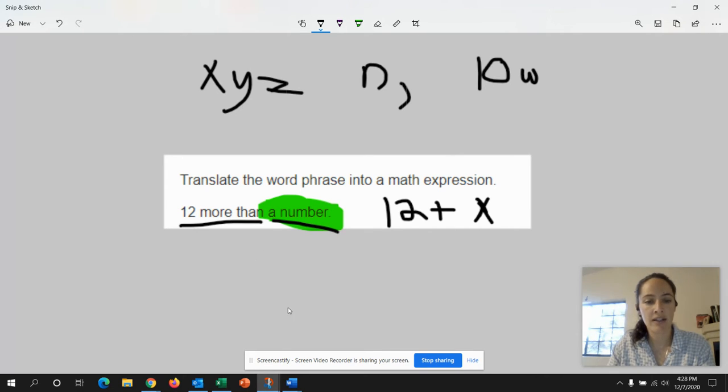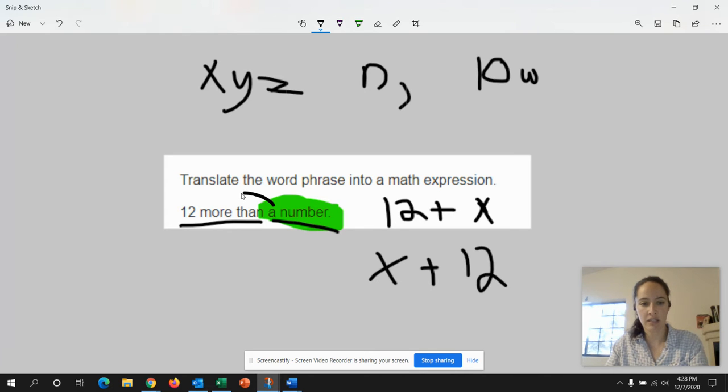12 more than, that's like those word problems, like if Johnny has 10 and his friend has 12 more than him, how many does his friend have, right? That'd be 12 plus 10. So that's how that phrase goes, 12 more than a number. Could also be X plus 12. But that's the idea that we're representing. It's 12 more than a number, some variable. Okay, perfect.